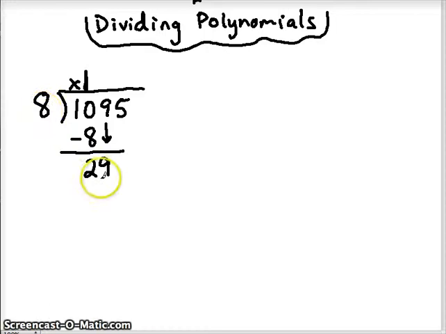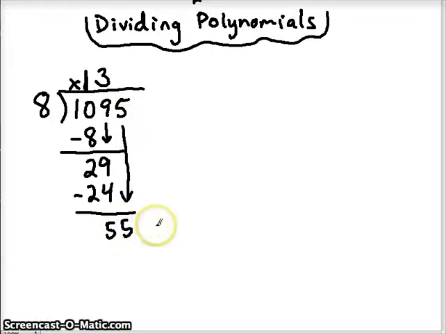How many times does 8 go into 29 without going over? Well, 3 times. Multiply this number by this number and subtract. So we end up getting 5 there. We're going to drop the next number down. And we ask ourselves, how many times does 8 go into 55? Let's see, 6 times, 7's too many. So again, we multiply the number up here by this number, write it down here, and subtract.